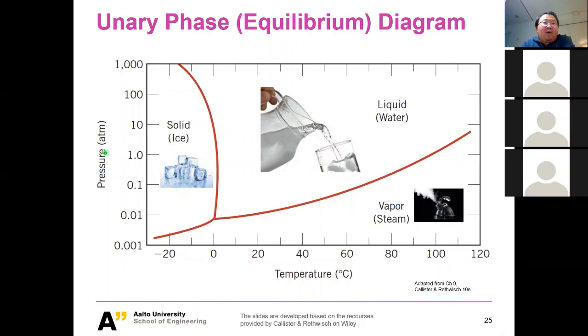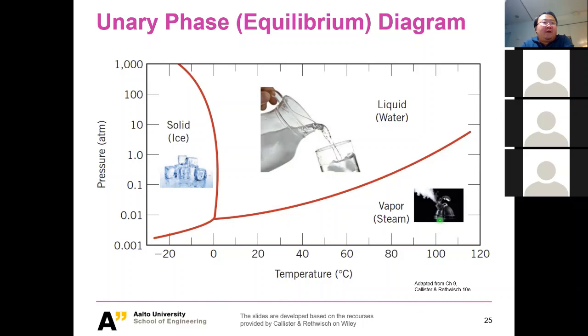Let's just talk about our normal pressure, which is 1 atm here. We have the transition from solid to liquid at 0 and liquid to vapor at 100. So these lines indicate the change of phases, basically. Of course, if you have higher pressure, the temperature will also change when you change these phases.